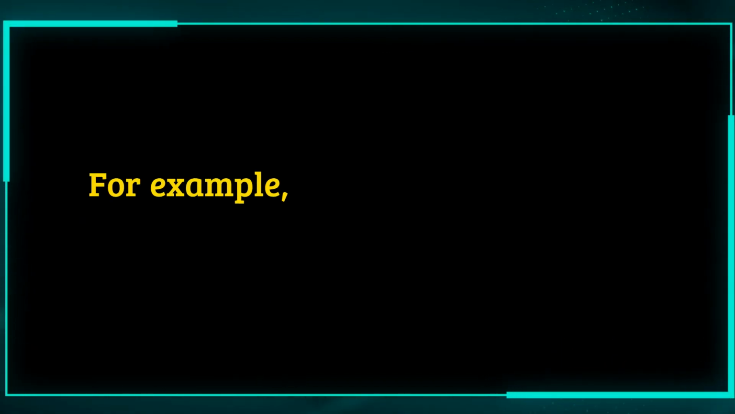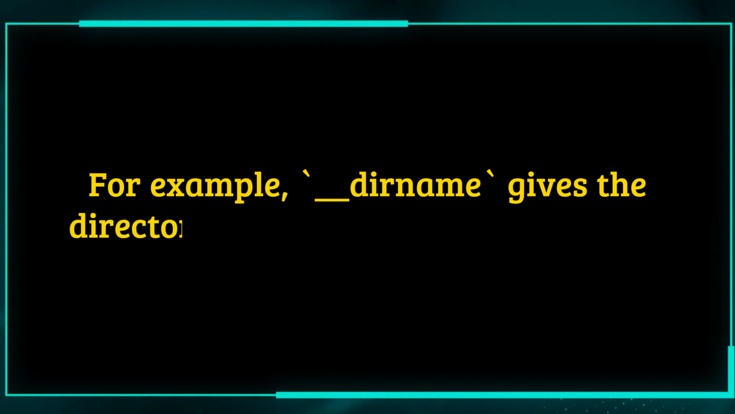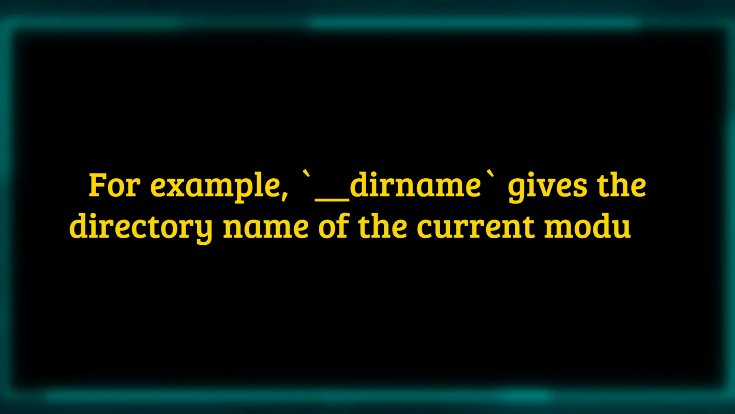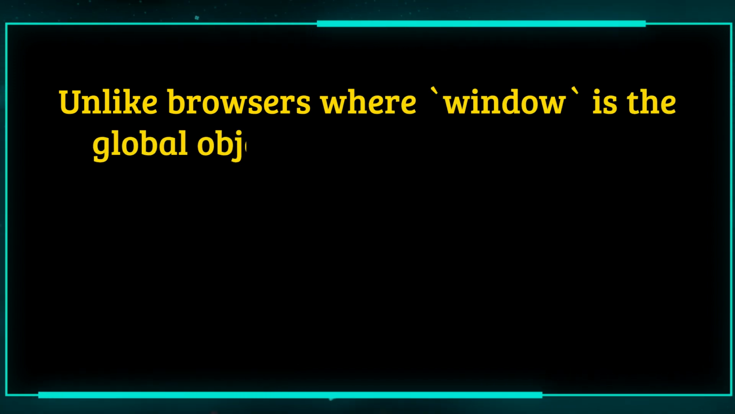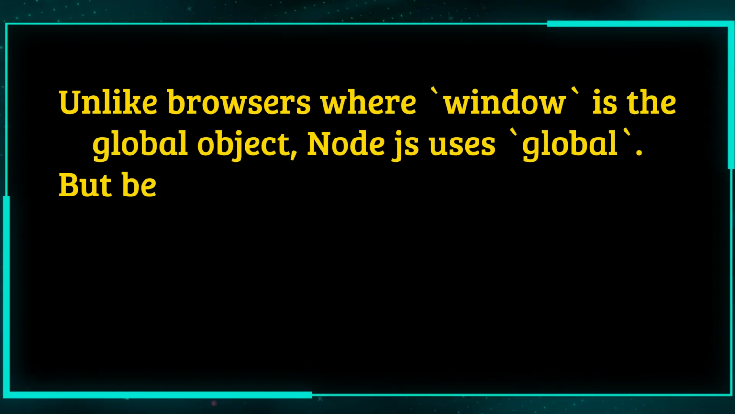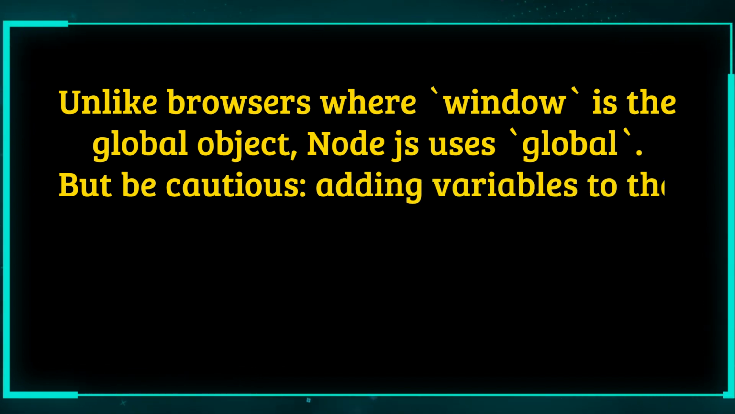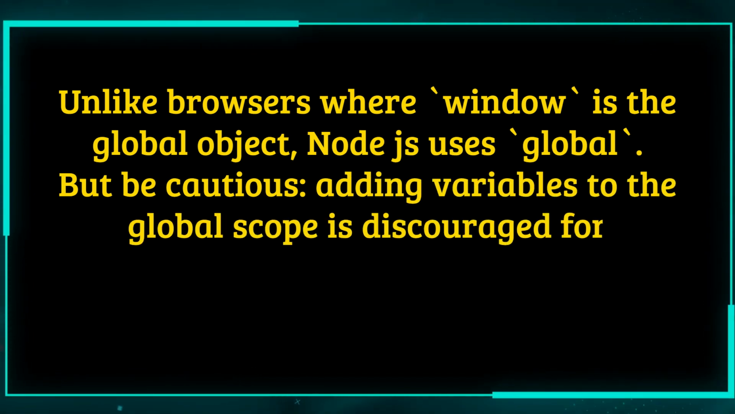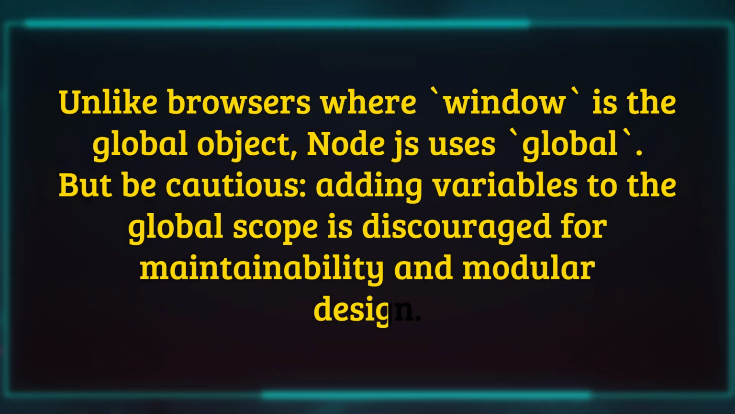For example, __dirname gives the directory name of the current module. Unlike browsers where window is the global object, Node.js uses global. But be cautious, adding variables to the global scope is discouraged for maintainability and modular design.